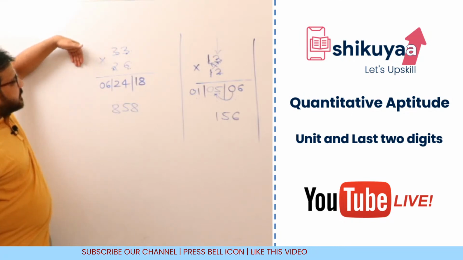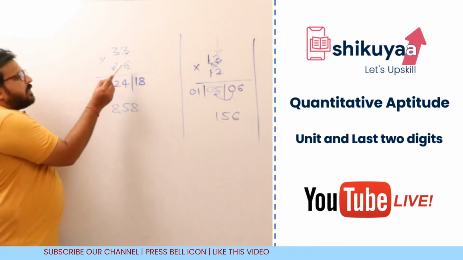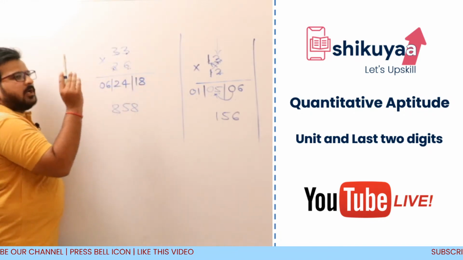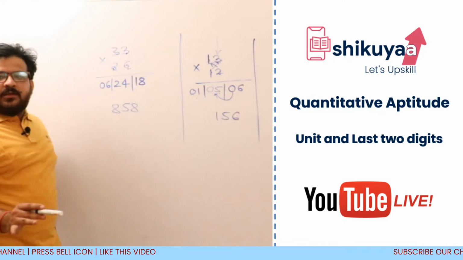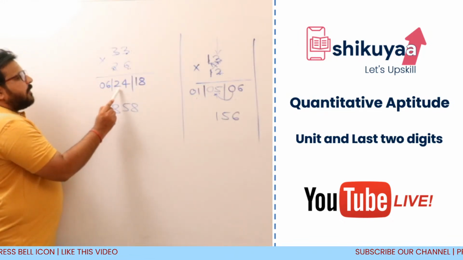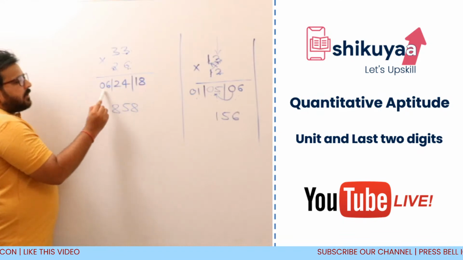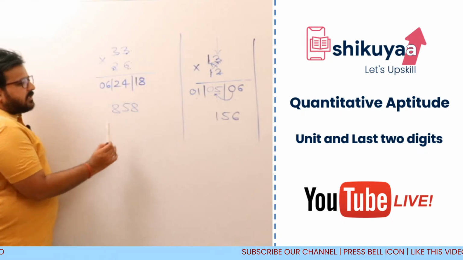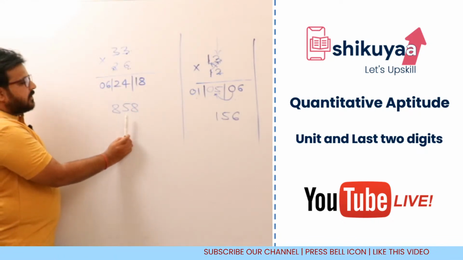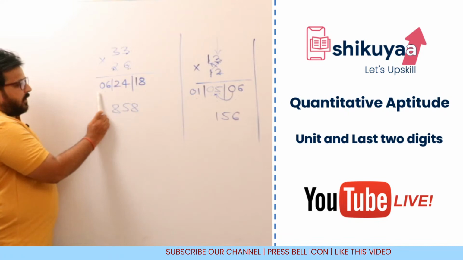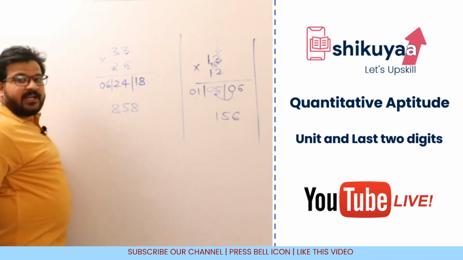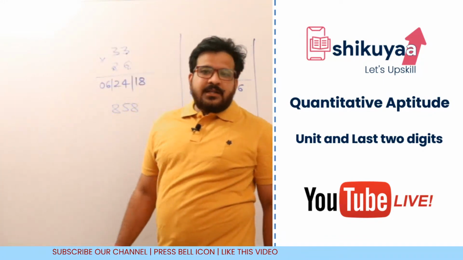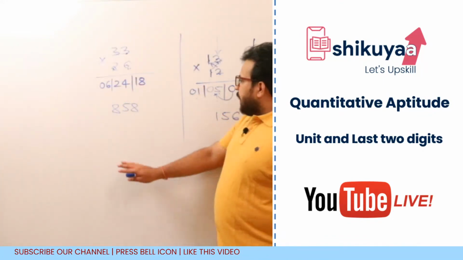33 into 26. Now, first multiplication, 6 3s are 18. Correct? Then 6 3s are 18 plus 3 2s are 24. So 18 plus 6 is 24. And finally 3 2s are 6. The final answer is 8 as it is. 1 is carry forwarded. So 24 plus 1 is 25. That is 5 as it is. 2 is carry forwarded. So 6 plus 2 is 8. 858.